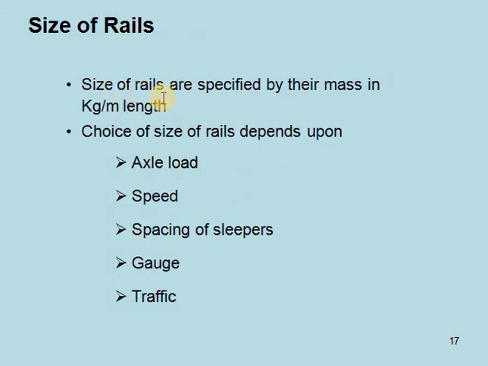Next, the size of rails is specified by their mass in kg per meter of length. The choice of size of rails depends upon axial load, speed, spacing of sleepers, gauge and traffic. So depending upon these five factors, the size of rails will be decided.